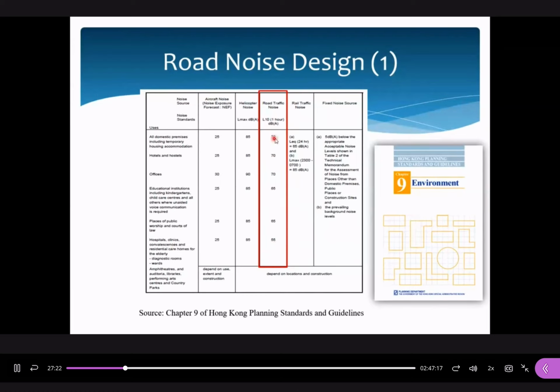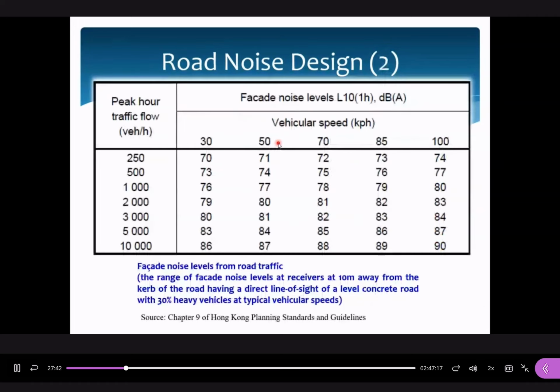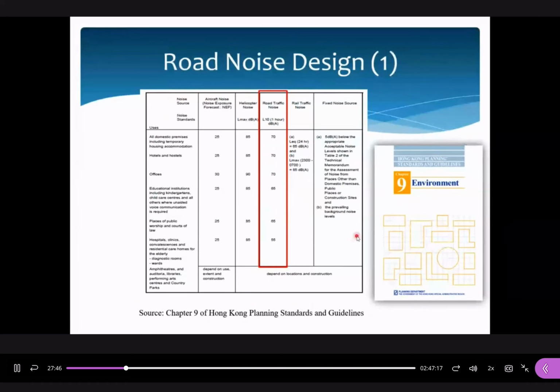So the maximum is 70. This is the acceptable level. If it is more than that, how do we consider this? We may use other mitigation measures such as the provision of noise barriers, the use of window glazing, or something like that. Referring to this document, there are some tables relevant to road designs.